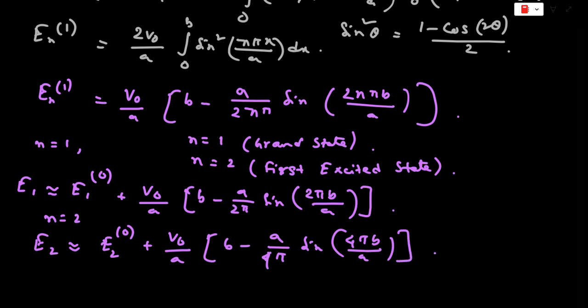Now notice, if b equal to a by 2, we slice half the well, and the sine term for n equal to 2 vanishes because sine 2 pi is what? 0. This means the second state feels the perturbation differently than the first, and quantum particles have favorite spots. If you slice where the particle was not hanging out anyway, it won't care as much.